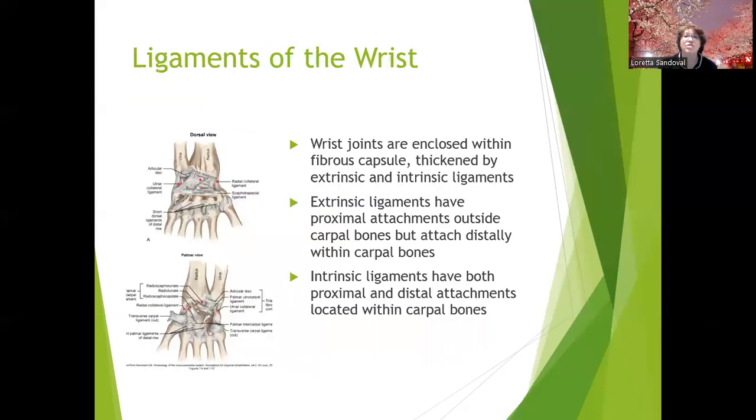So the wrist joints are, like many of our joints, enclosed within a fibrous capsule. And the capsule is thickened by intrinsic and extrinsic ligaments. So extrinsic ligaments have proximal attachments outside the carpal bones, but attach distally within the carpal bones. Intrinsic ligaments have both proximal and distal attachments located within the carpal bones.